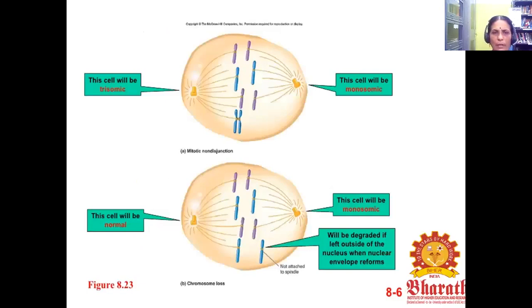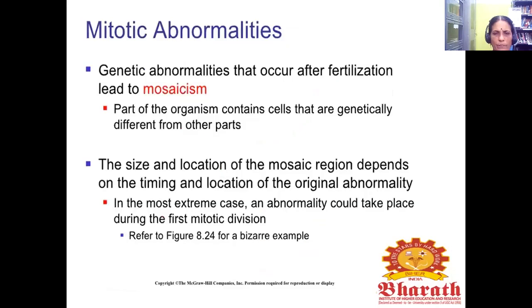First is mitotic nondisjunction. This cell will be trisomic and this cell will be monosomic. Next is chromosome loss. The cell will be normal and in this case the other cell will be monosomic. The lost chromosome will be degraded if left outside of the nucleus when the nuclear envelope reforms.